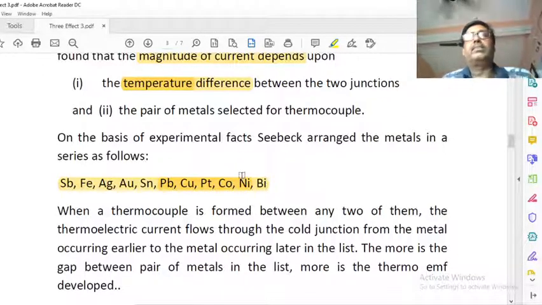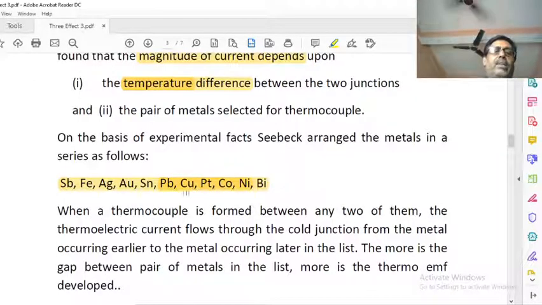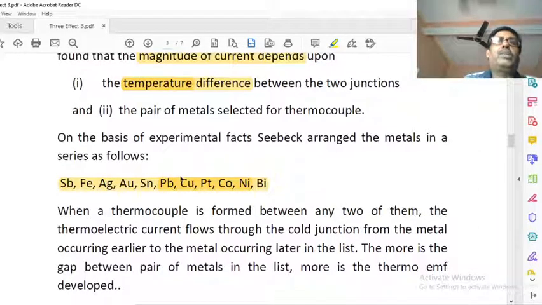Who arranged this? Seebeck arranged this. Seebeck did experiments by preparing different thermocouple pairs, and on the basis of his observations in the different experiments, he prepared a list of metals to get the direction of current. According to Seebeck, if we want to know the direction of current, first we see which metal of the thermocouple appears in the list first.